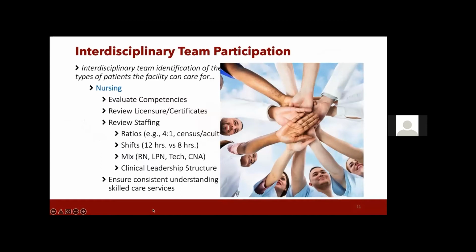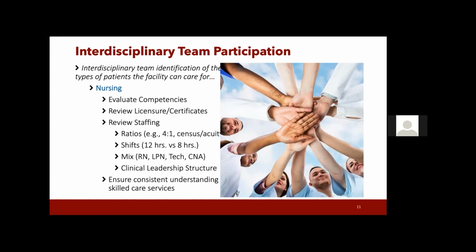So to help with identifying which types of swing bed patients can be cared for or would be accepted at your hospital, we certainly need to go through the exercise of evaluating competencies, whether that includes reviewing any special licensures or certificates. Maybe you have a nurse that is certified in wound care. And so because of that, you have the ability to support additional admissions based on maybe wound care needs.